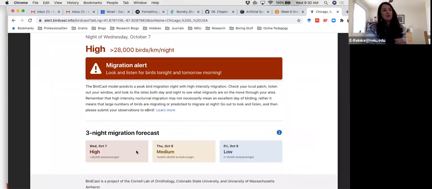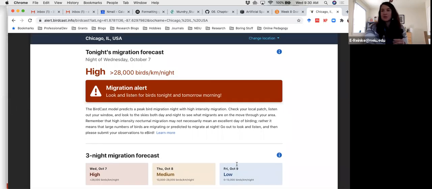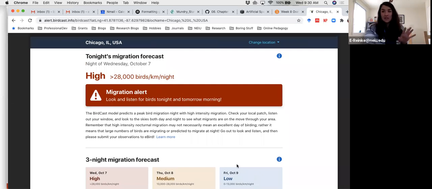Yeah, really cool. And then you can see the 3-night migration forecast. So Thursday is going to be medium, Friday, and over the weekend is probably going to be a lot lower, just because of weather and because of all of these things that go into the model. So this is a really exciting resource to check. I encourage you to do it.